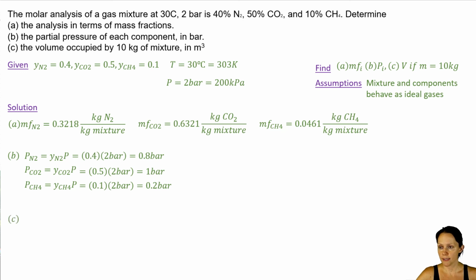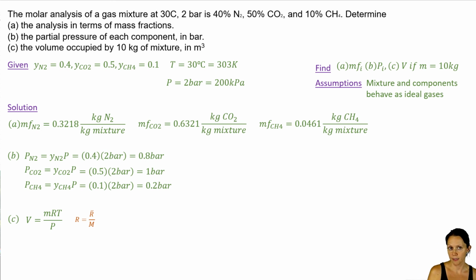All right, part C. I'm supposed to find the volume occupied by 10 kilograms of the mixture. So I'm going to use my ideal gas law. I know my mass, that's great, that's 10 kilograms. I know my pressure, that's 2 bar. I know my temperature, that's 303. And remember, I'm applying this to the mixture. I'm keeping track of that. So that R is the specific gas constant for my mixture. And of course, I don't have that tabulated anywhere. This is a random mixture of gases, so I have to calculate it. And this is related by R bar over my molar mass.